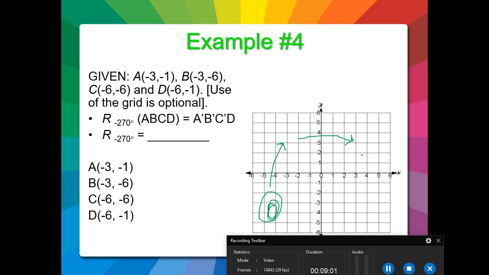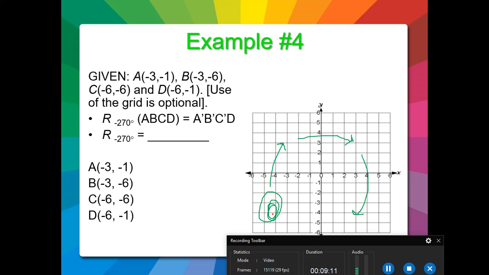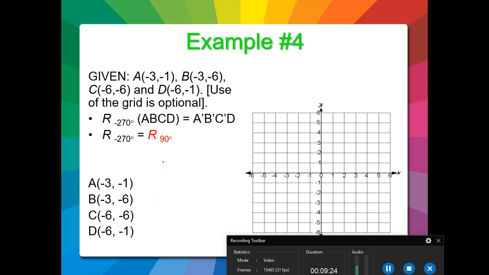2, 3 turns in the wrong direction, which is to the right, couldn't we make that more efficient? And instead of making 3 turns to the right, wouldn't it be easier to just do 1 turn to the left, which is going against the hands of the clock? So we want to think smarter and work smarter when we're working on these rotations. So this is equivalent to a rotation of 90 degrees counterclockwise.